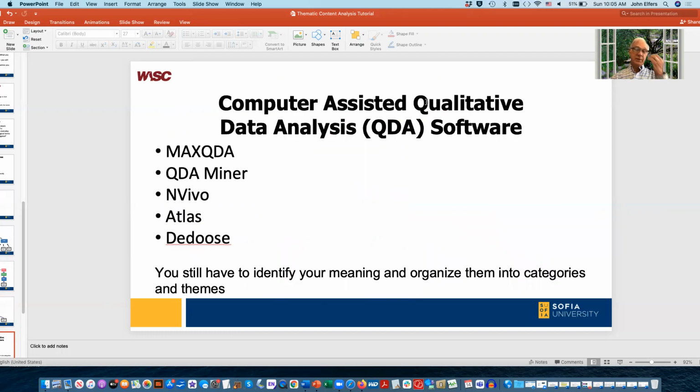The final thing I wanted to talk about is that what I've described here is the process you would do in thematic content analysis manually. I strongly encourage you, the first few times, to do it manually this way. There are computer-assisted qualitative data analysis programs. They're called QDA, Qualitative Data Analysis, that's the acronym, software. These are some of the major ones that are available: MAXQDA, QDA Miner, NVivo, Atlas, and Dedoose.